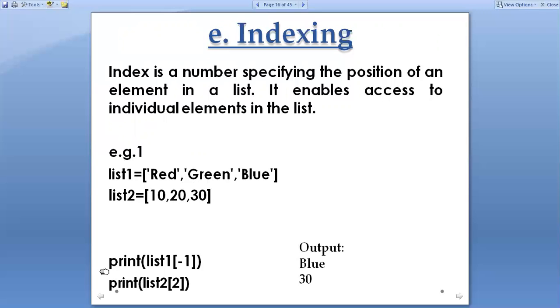So see here, print list 1 minus 1. What is minus 1? From the right side, it is minus 1. If I write minus 2, green will be printed. So minus 1, blue will be printed here. So next, print list 2, 2. Counting from this side, 0, 1, 2. So the element 30 will be printed here. So from right to left it is negative, and from left to right it is positive.